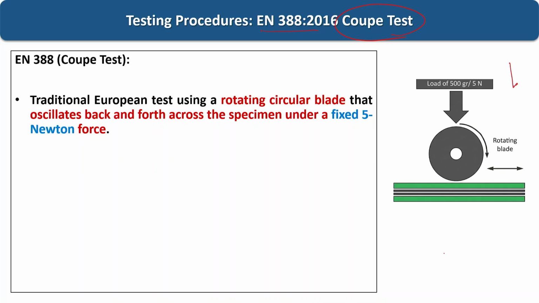Here a certain standard normal load is applied, and this blade is not flat, it is a circular blade which rotates, and at the same time makes a traverse. This is a traditional European test using a rotating circular blade that oscillates back and forth. So, this moves like this, back and forth across the specimen under standard load, typically 5 Newton load.